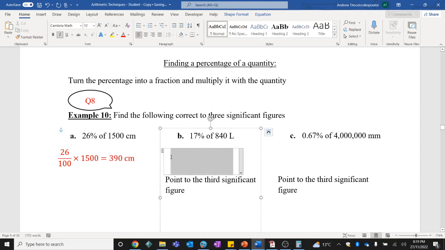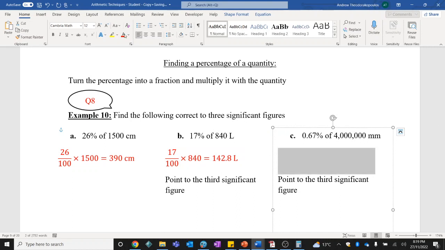With this one here, same thing. Okay, 17% of 840, okay, divide it by 100, and then times it by the amount. That's what gets you 142.8 litres. Don't forget to put the unit at the end there.